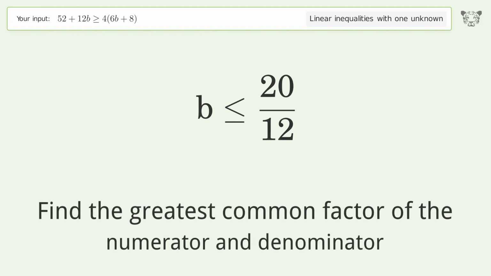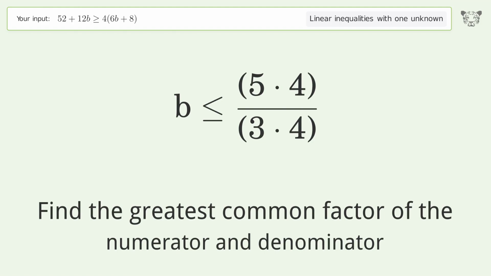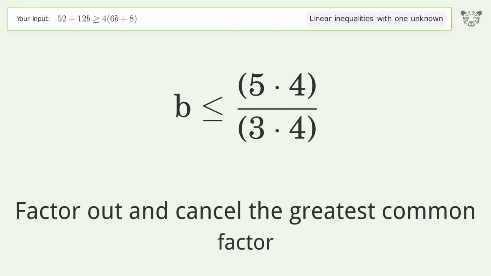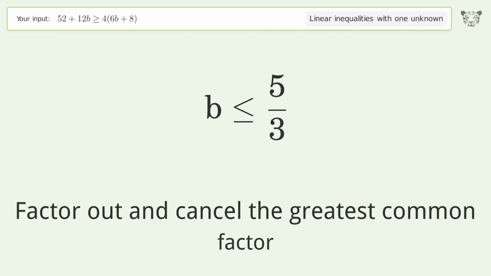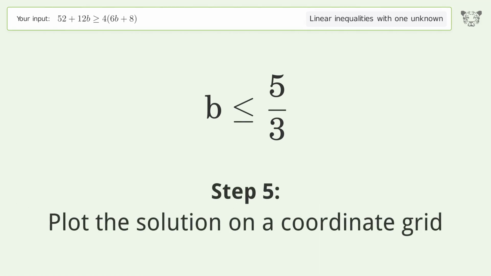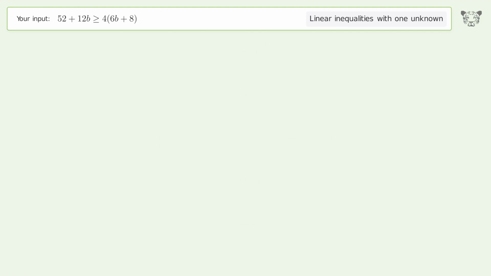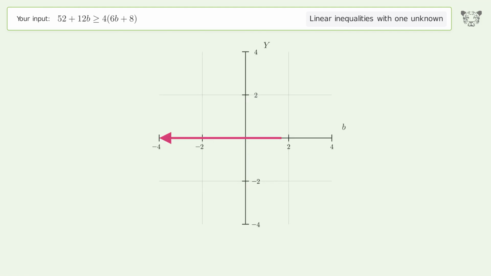Find the greatest common factor of the numerator and denominator. Factor out and cancel the greatest common factor. Plot the solution on a coordinate grid. And so the final result is b equal or smaller than 5/3 equal or smaller than 12/3.